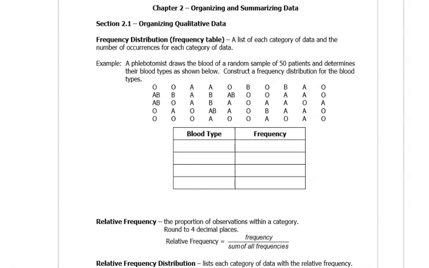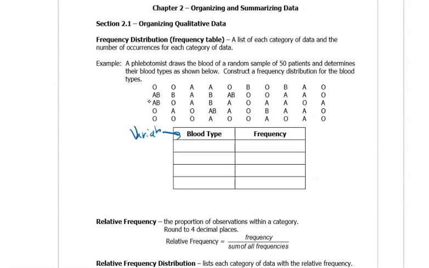Here we have the most basic kind of a graph just to start with, which is called a frequency distribution. And this is one that is simply going to list how many of each observations we make for the different values that a variable can take. So in this example right here, we're talking about taking blood from 50 patients and then determining their blood types. And so the blood type is the variable.